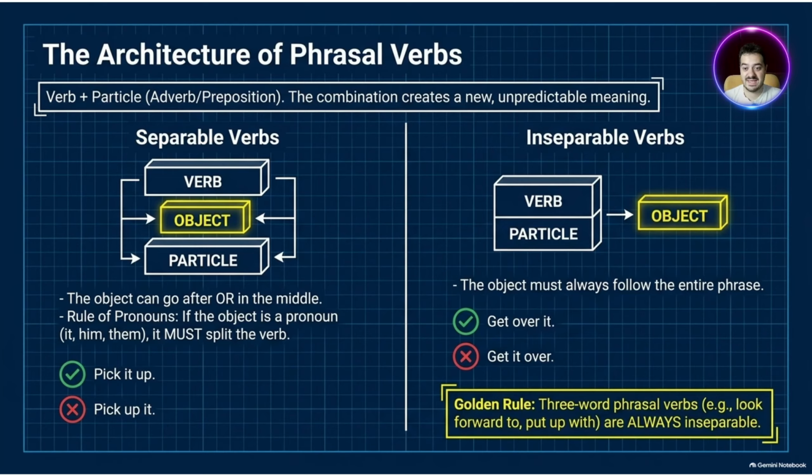However, we have inseparable verbs as well, where the verb and the particle can never separate from each other. The object must always follow the entire phrase. For example, we say get over it. We don't say get it over. You can actually say get it over with, but that's a whole different meaning. We also have a golden rule. For example, look forward to or put up with. And these three-word phrasal verbs are always inseparable.